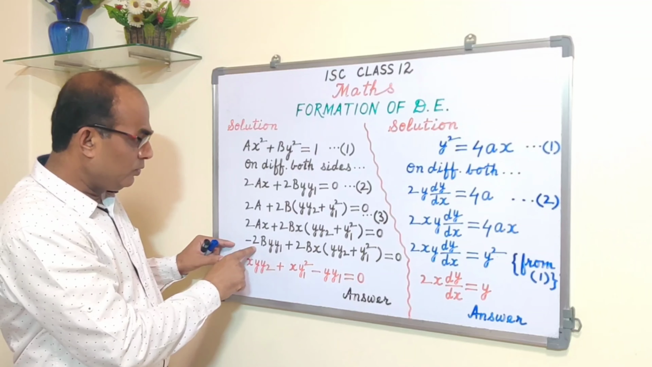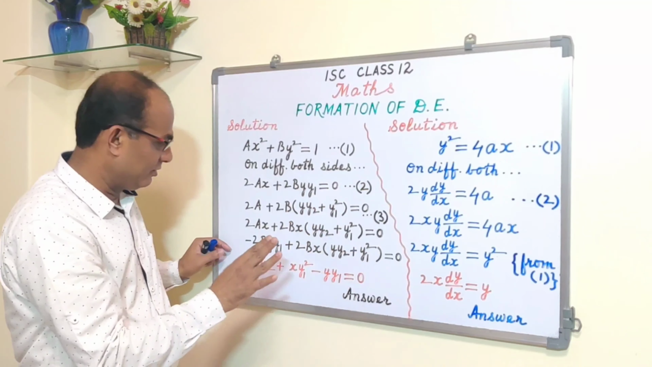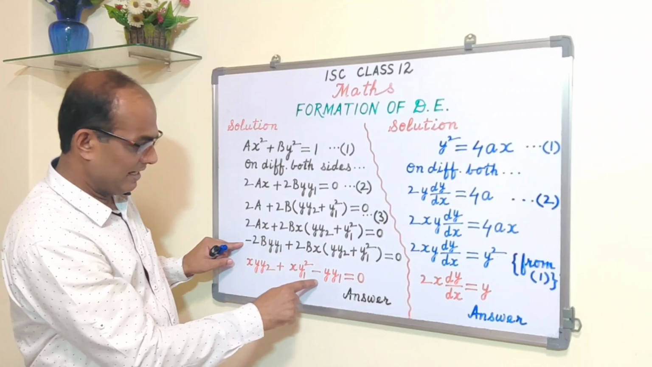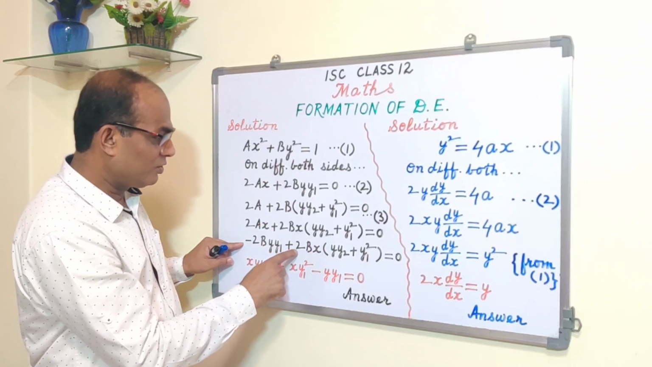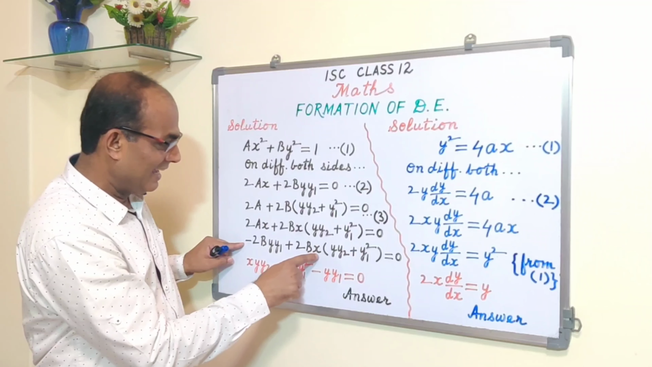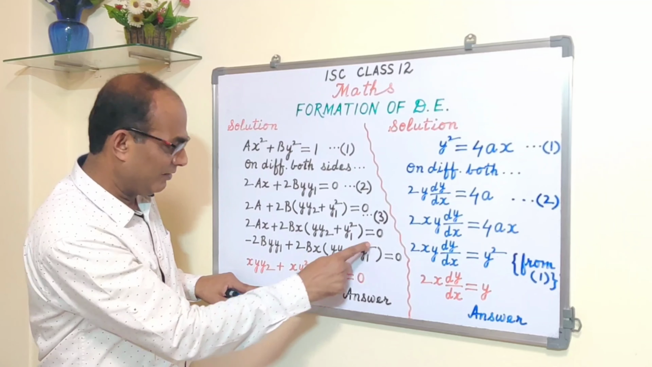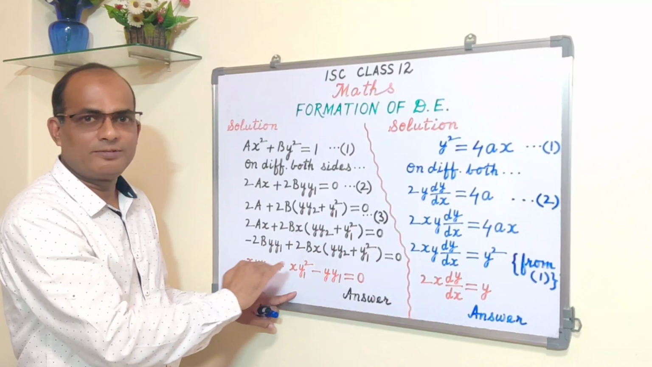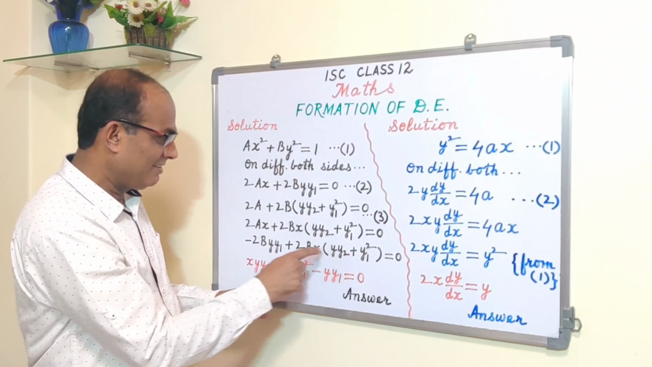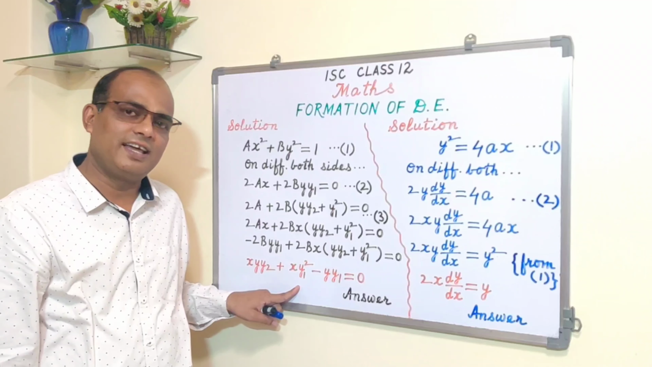Now see, 2 throughout, so that we can cancel, and b throughout, that we can cancel. So if we divide throughout by 2b, then we get minus y1, plus xy2, and plus xy1 square, so that I have written in order. First I have written xy2 plus xy1 square minus y1 is equal to 0. And this is the answer.